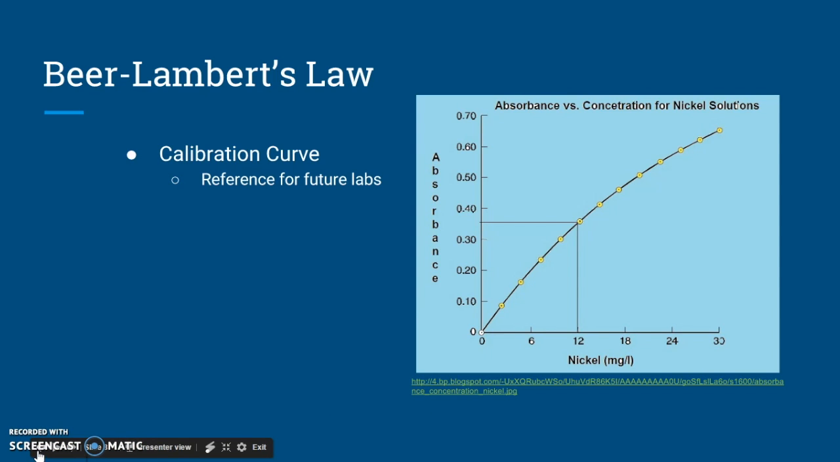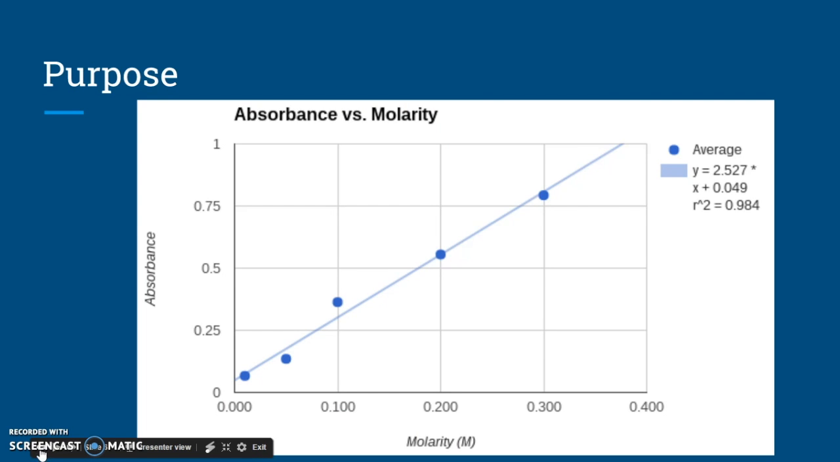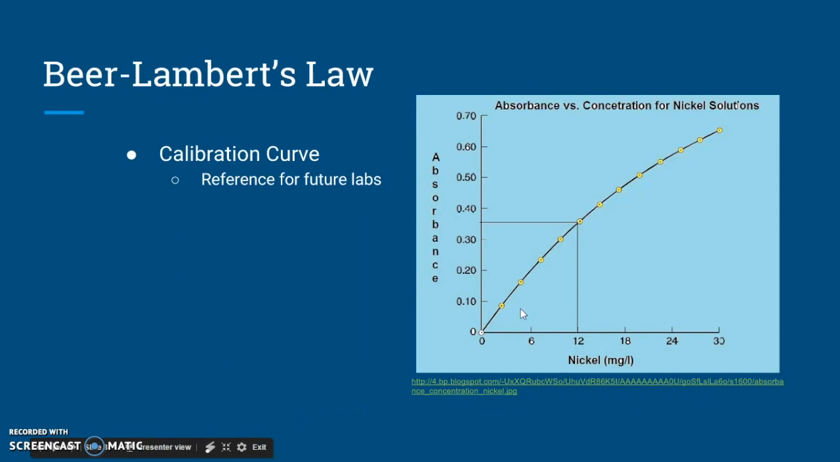The graph that we got as our final result for this lab 2 slides ago, this is exactly that. This is a calibration curve, which is used for reference when you have a certain absorbance of a solution and you want to find the molarity. This is a sample calibration curve of a nickel solution.